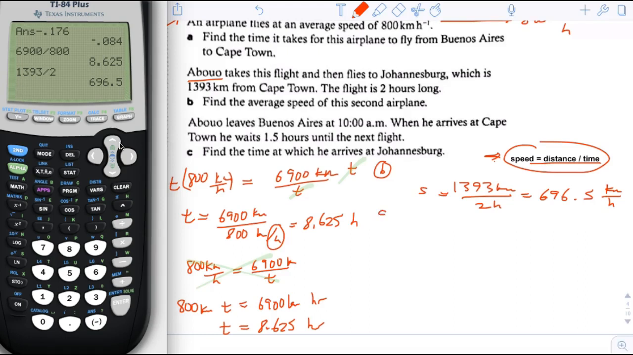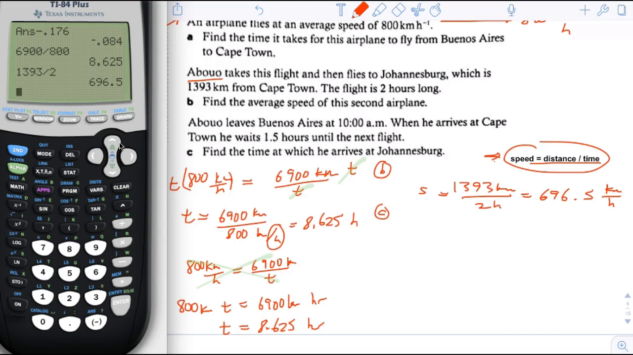C. Abao leaves Buenos Aires at 10 a.m. When he arrives at Cape Town, he waits 1.5 hours until the next flight. Find the time at which he arrives at Johannesburg. Okay, so basically he's going to take the flight that we calculated, the time in A. He takes the flight that we know takes 2 hours, second, and in between he waits 1.5 hours. So let's figure out how much time total for the 2 flights plus the waiting.